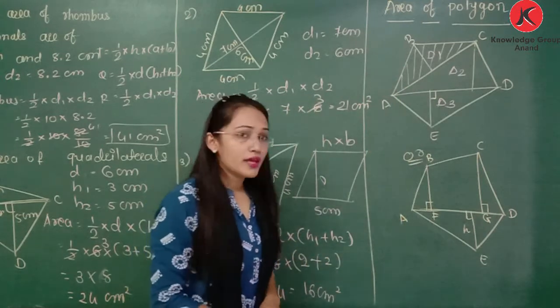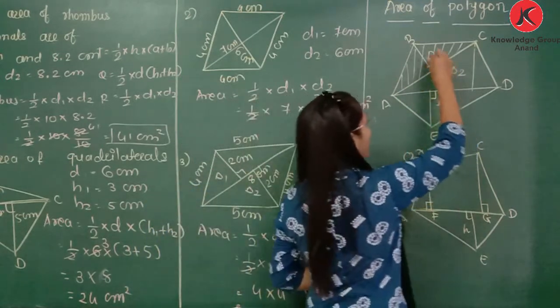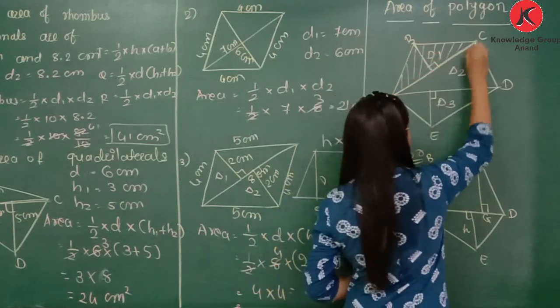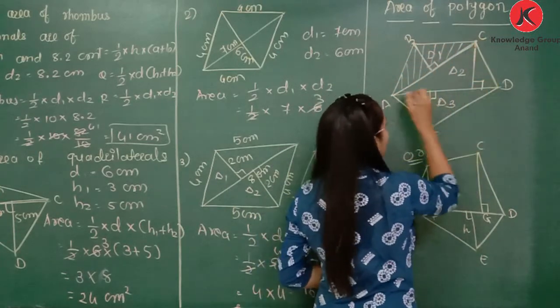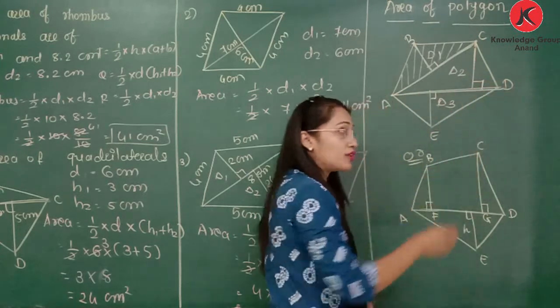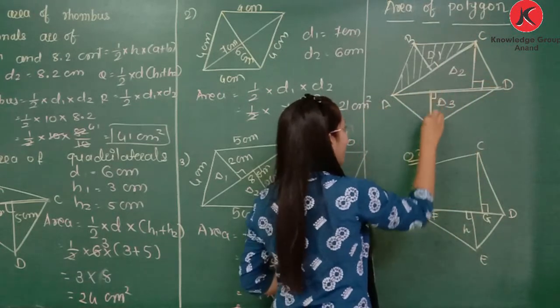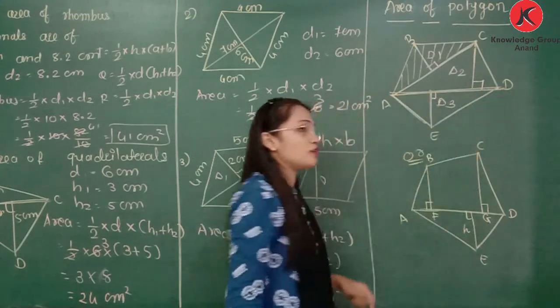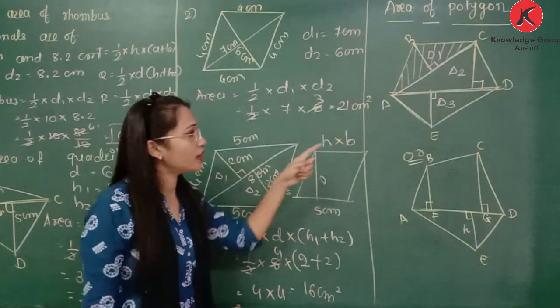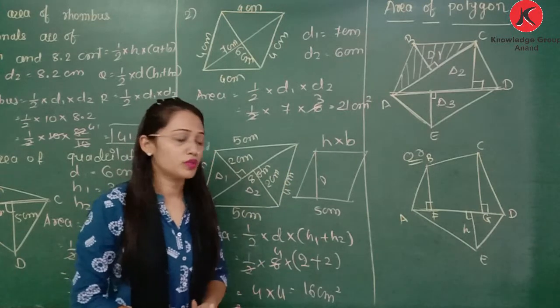Clear? For that you need the measurement of this height, because this is height and base for triangle 1. For this triangle, this one is height and this one is base. So we need this measurement, and for the lower triangle it is this height and this will be base. So if these measurements are given, then you can find the area of this polygon.